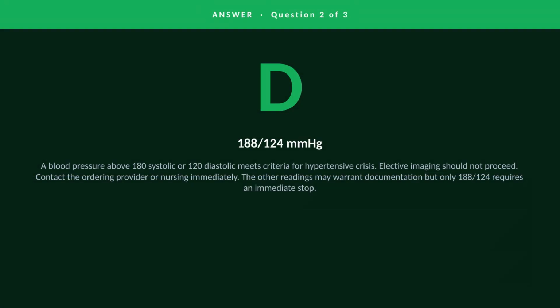The answer is D, 188/124. This meets the criteria for hypertensive crisis. Systolic, above 180 or diastolic above 120. No elective imaging proceeds at this level. Stop and contact the ordering provider or nursing immediately.